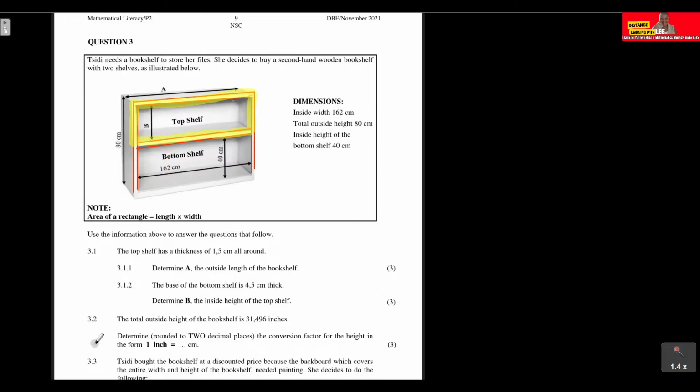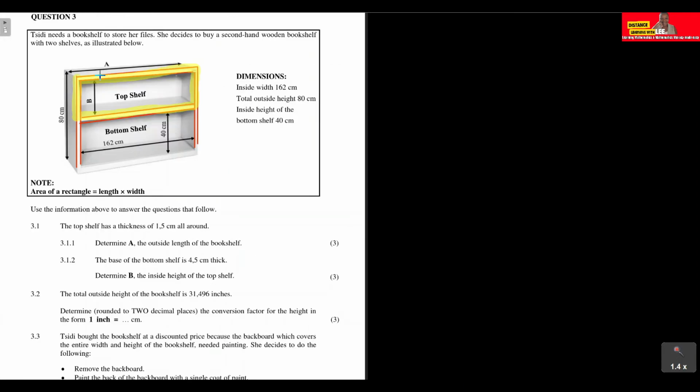Question 3.1.1 says, determine A, the outside length of the bookshelf. How would we determine the outside length of the bookshelf? Just to help you see what is going on here, I'm going to do this for you. We already know what the inner length of our bookshelf is, the inside width, or length. I don't know why they said the width, but the inside length of our bookshelf.